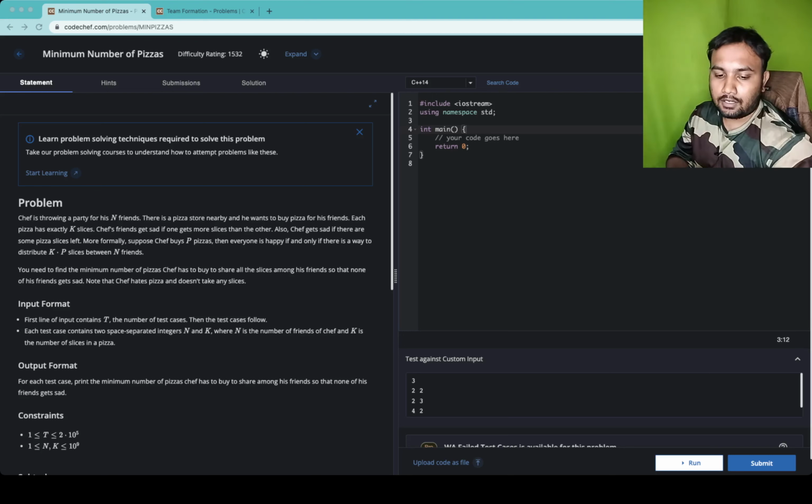तो जैसा कि हमने चार प्रॉब्लम्स स्टार्ट की थी, तो हमने स्टार्ट किया था 1100 से, फिर 1200, देन 1500। तो राइट नाउ वी हैव सेट अ बार कि बेसिकली वी विल स्टार्ट सॉल्विंग the problems from 1500 onwards. So there are two problems that we will solve today, and one of the problems is minimum number of pizzas. The code is MINPIZZAS on CodeChef.